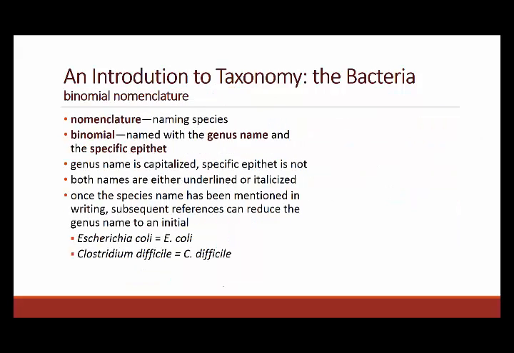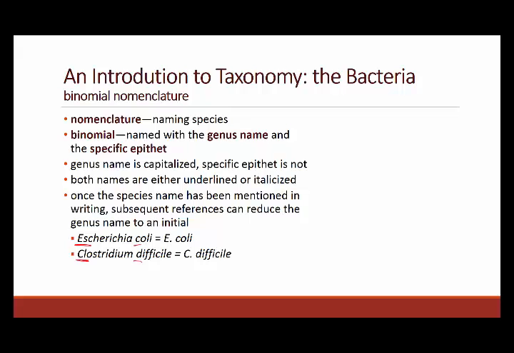Okay, so nomenclature, again, that's the naming of species, and if we use binomial nomenclature, then there's a genus name followed by a specific epithet. How do we write this down? So the genus name is always capitalized. So for instance, here we see Clostridium difficile. The Clostridium is always capitalized. Escherichia coli, the E is always capitalized there. The specific epithet is never capitalized, so lowercase specific epithets.